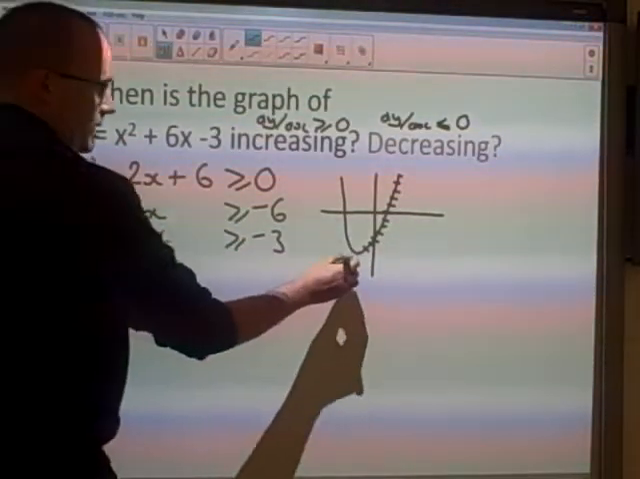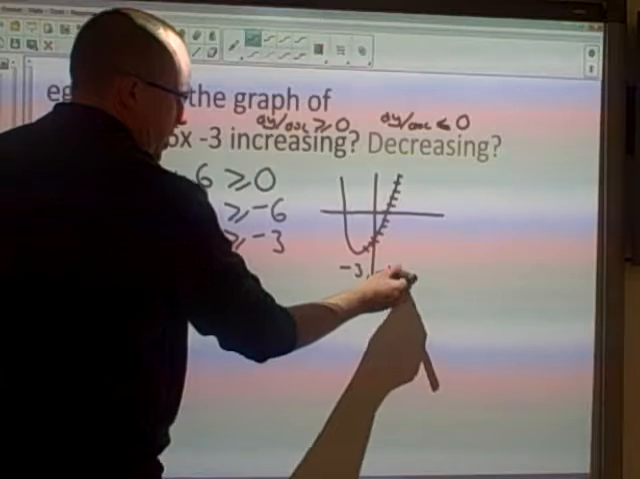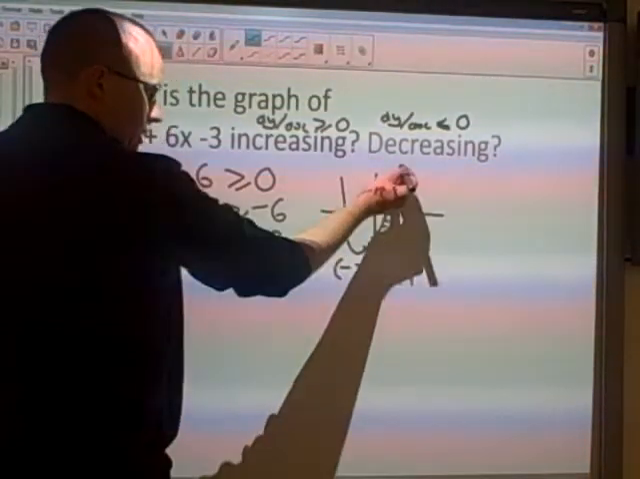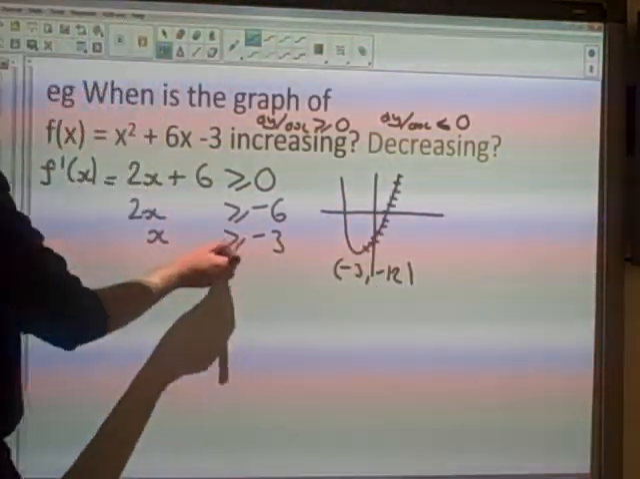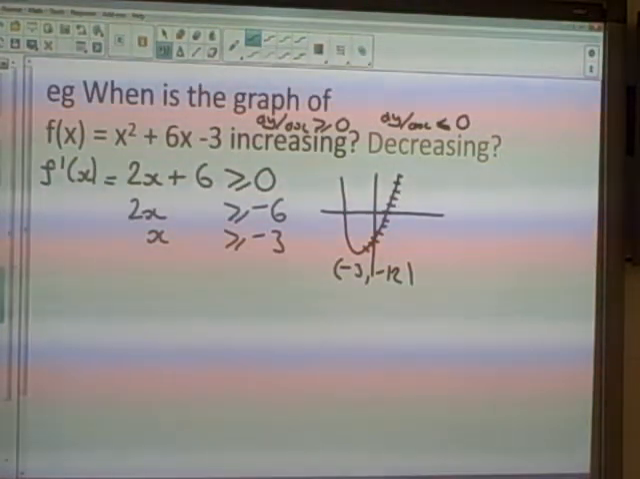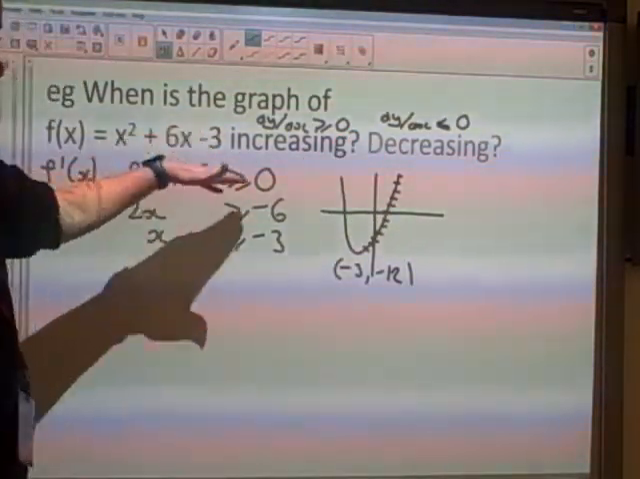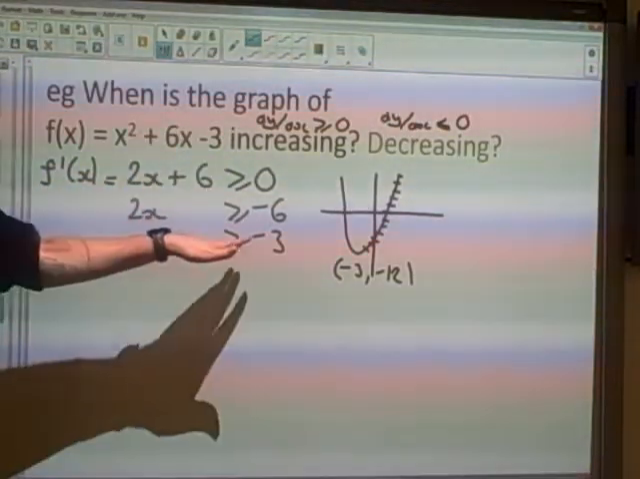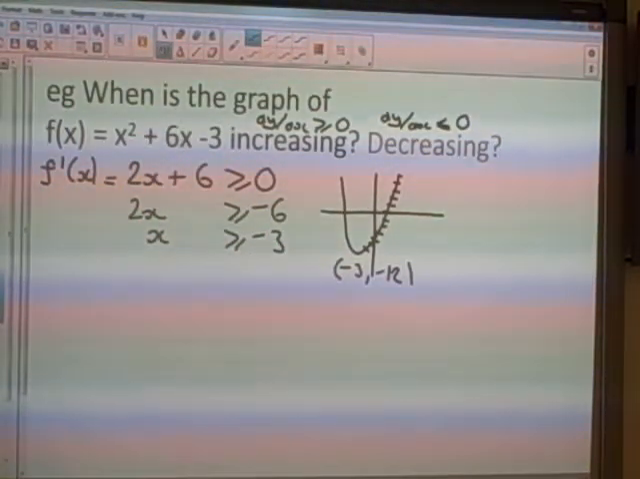Now actually the vertex for this I said was negative 3, negative 12. So we can certainly see all the values to the right of negative 3. So x would be greater than or equal to negative 3. Similarly for decreasing, I would just set this less than or equal to. So actually the answer will be x is less than or equal to negative 3.